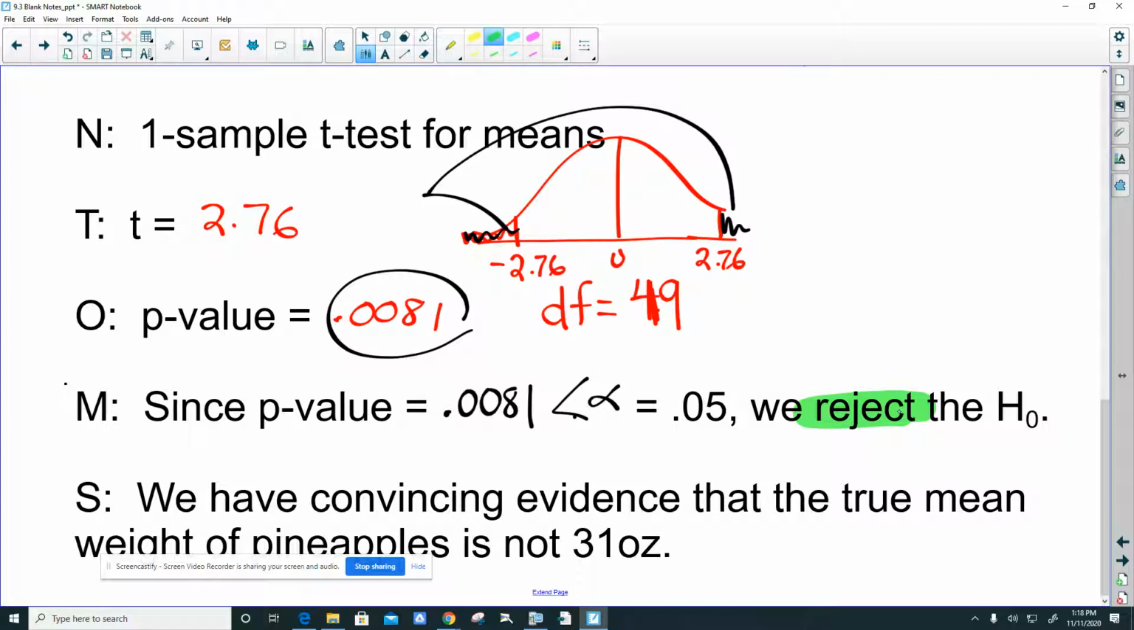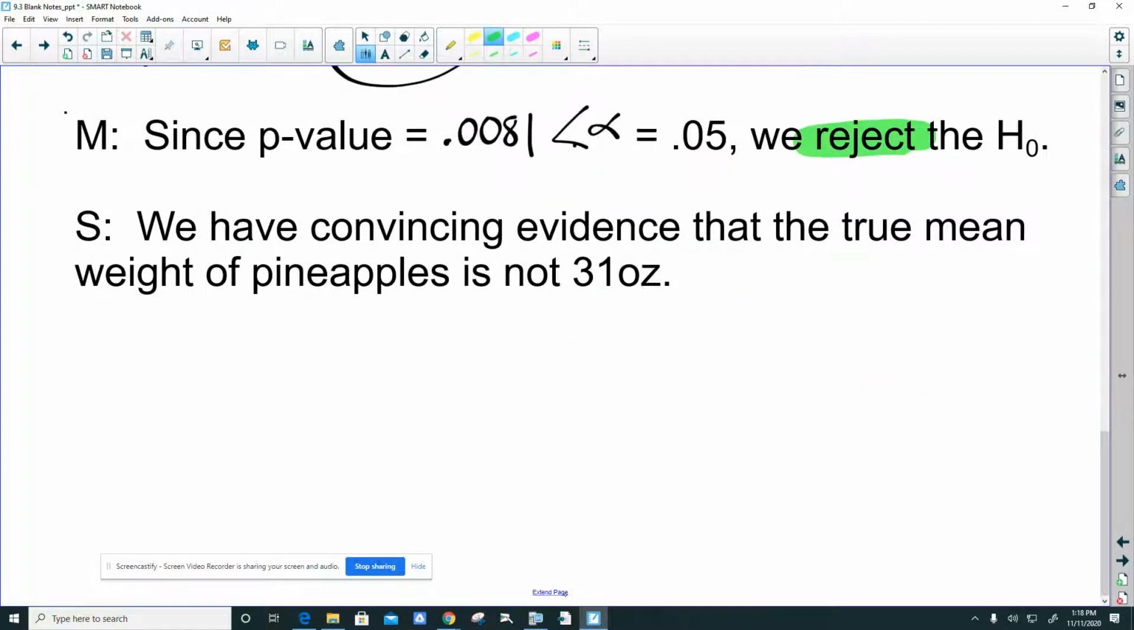And I want to keep in mind here that our decision when we ran the SIG test was to reject the null hypothesis. So we're saying, look, we've got convincing evidence that the true mean weight of these pineapples, that it's not 31 ounces. That's what our alternative hypothesis said. It's not 31 ounces.